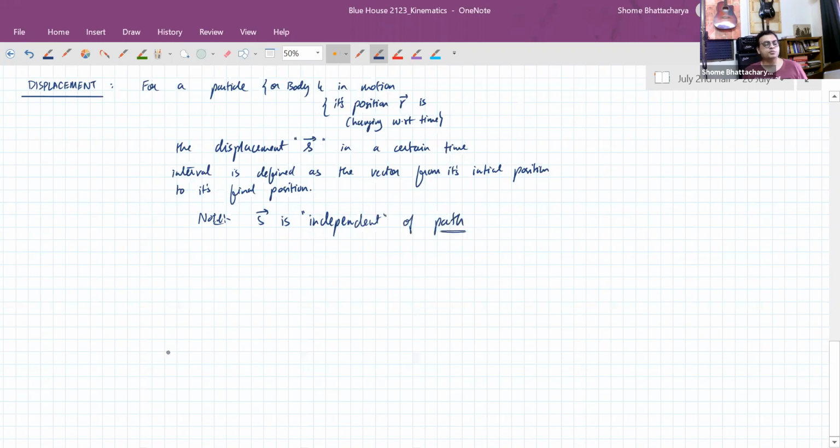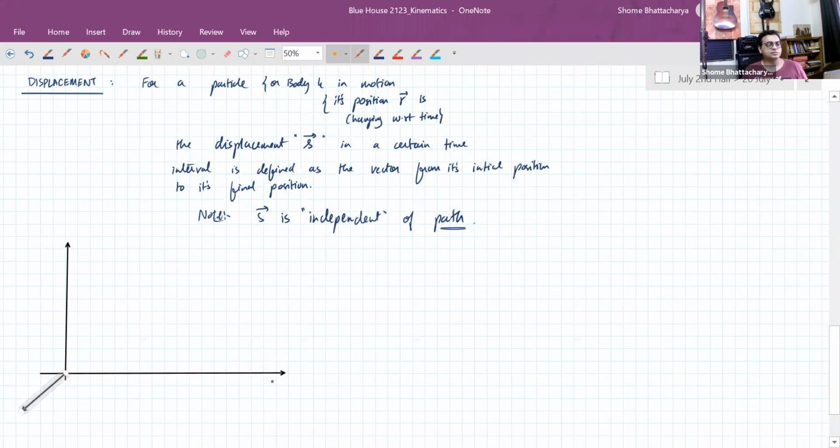It does not depend on what path the object is taking. So let's understand this with a visual diagram. Then we will see that we have an even simpler definition of displacement if we use vector algebra. Instead of using words, if we use the mathematics of vector algebra, you'll see that it becomes an extremely simple definition.